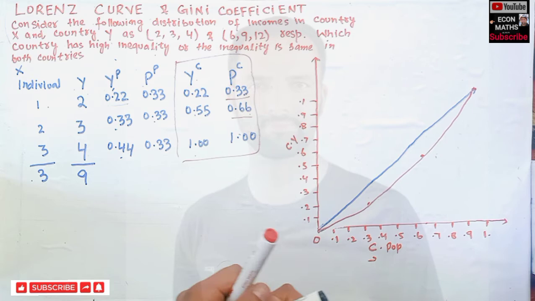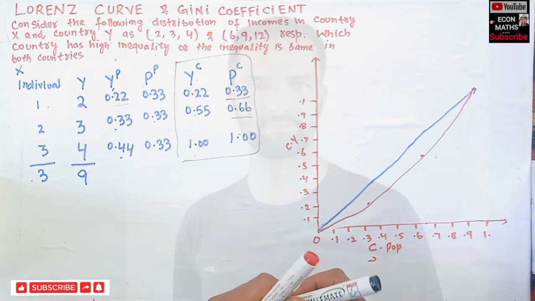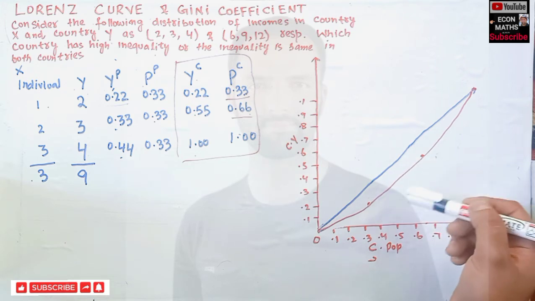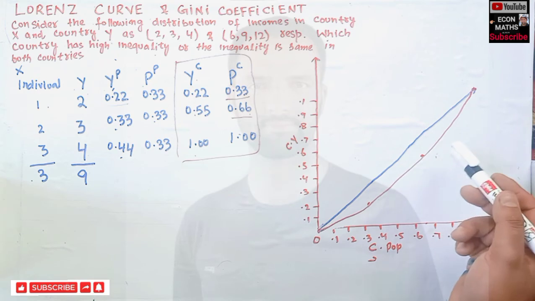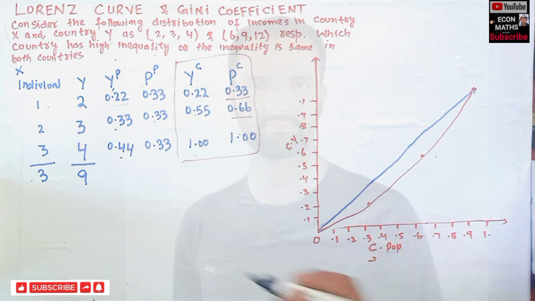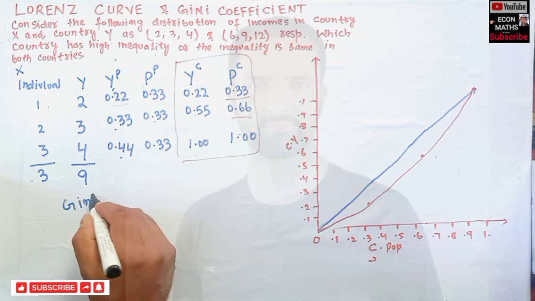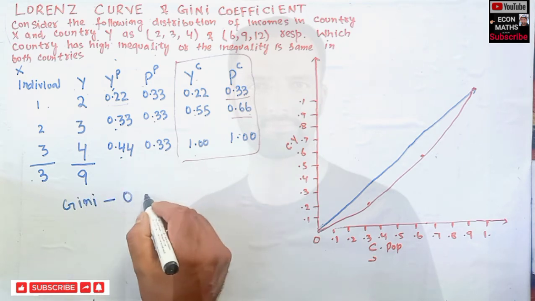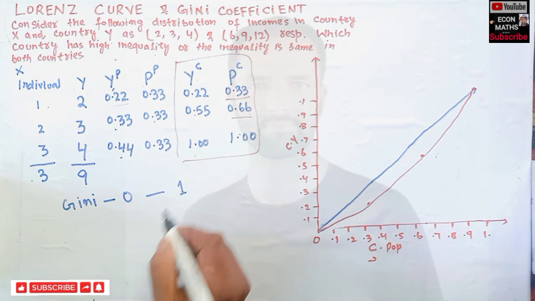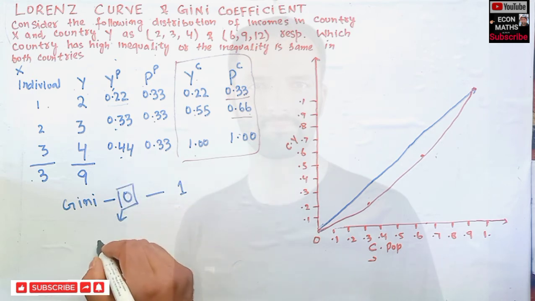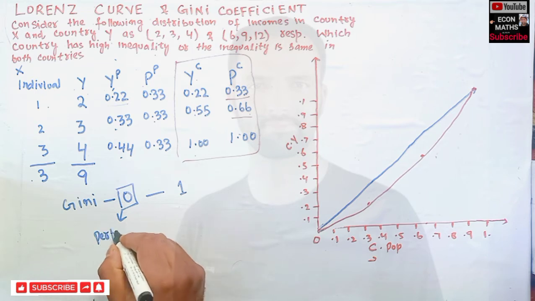also calculate the Gini coefficient. What is the Gini coefficient actually? Gini coefficient actually measures the distribution of income across the population. Okay, so the Gini coefficient lies between 0 and 1, or 0% to 100%, and 0 means perfect equality.